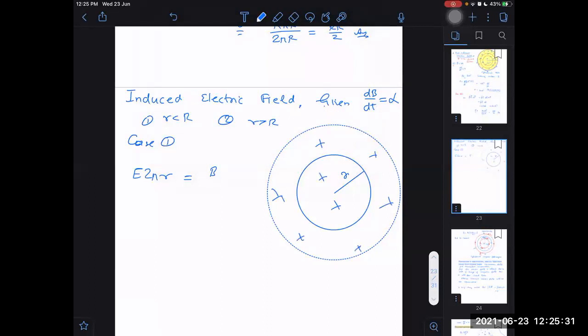And dB/dt is positive, the crosses are increasing, so it will try to create dots. Dots means it will send the induced field in which direction? Anti-clockwise. This will be the direction of the EMF.